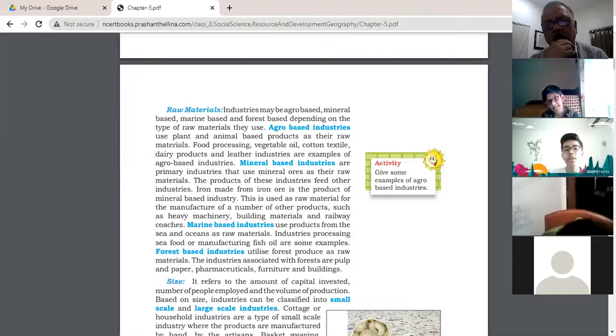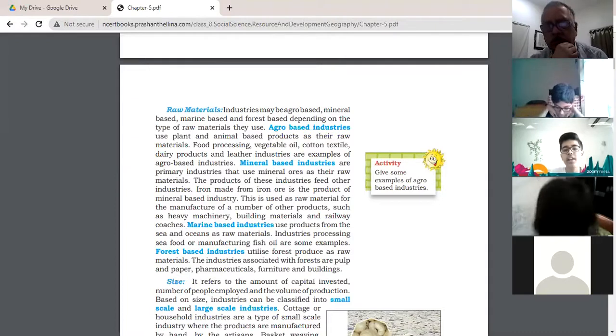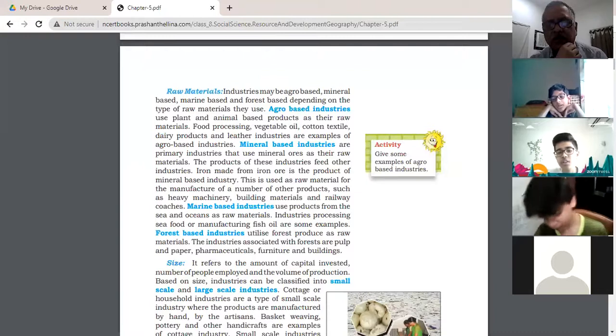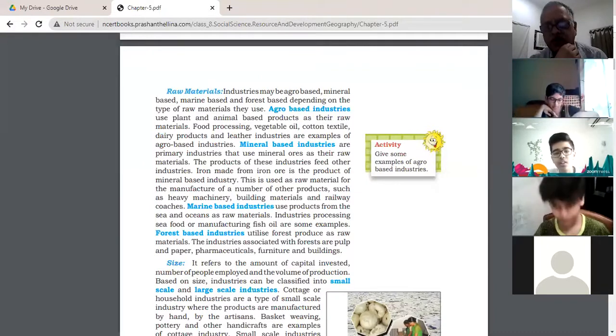Then the mineral based, they make stuff from mineral ores. They mine and then they get the different metals, like iron from iron ore, gold from gold ore. This is also used by different industries for their growth. So they are like the feeders of the other industries. The examples are for heavy machinery, for making building materials, railway coaches, stuff like that.